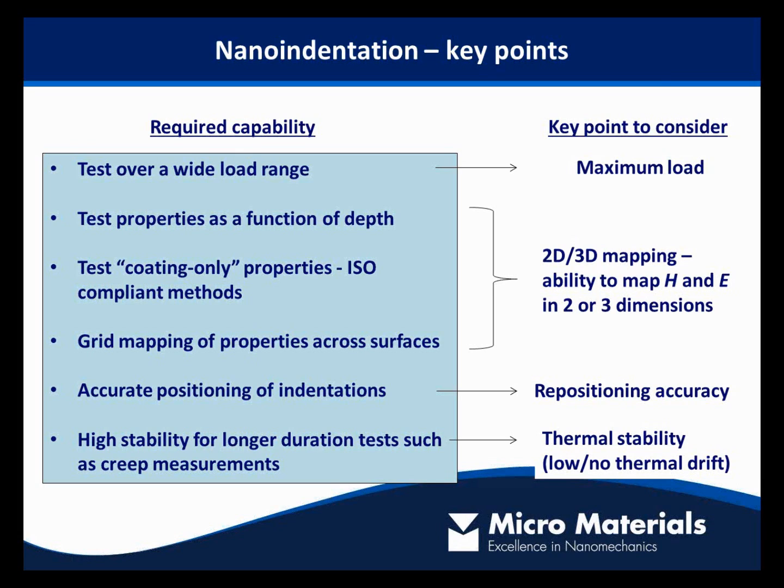So when you're considering that capability, the points to consider for the instrumentation are the maximum load that you can achieve, the ability to map in two directions or even potentially to combine those two things, and therefore to pull out hardness and stiffness across the material. You need very high repositioning accuracy in your standard stages to allow yourself to position exactly where you want to position. And you need very good instrumentational stability, so you need very low thermal drift. Essentially, this needs to be a very tiny fraction of a nanometer per second, ideally something like 0.004 nanometers per second or better.